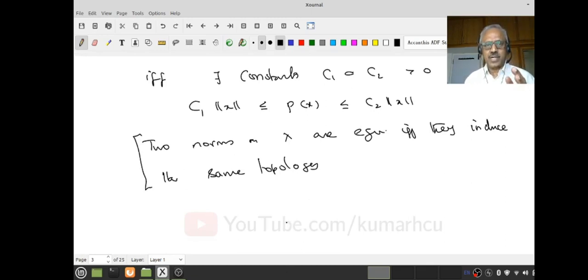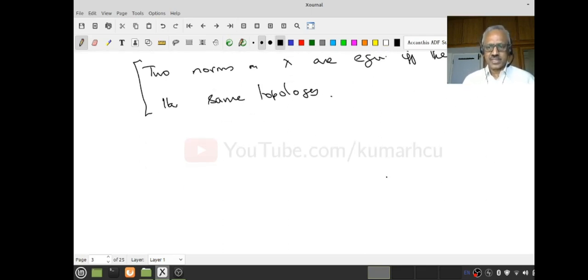Remember, every norm, because of the triangle inequality, gives rise to a metric. Once I have a metric, I have the metric topology. Therefore, given the norm, there is a topology on the space. Therefore two norms are equivalent if and only if they induce the same topology. There will be a separate video where we will prove all these things. Keep that in mind. Therefore, norms being equivalent is an equivalence relation.